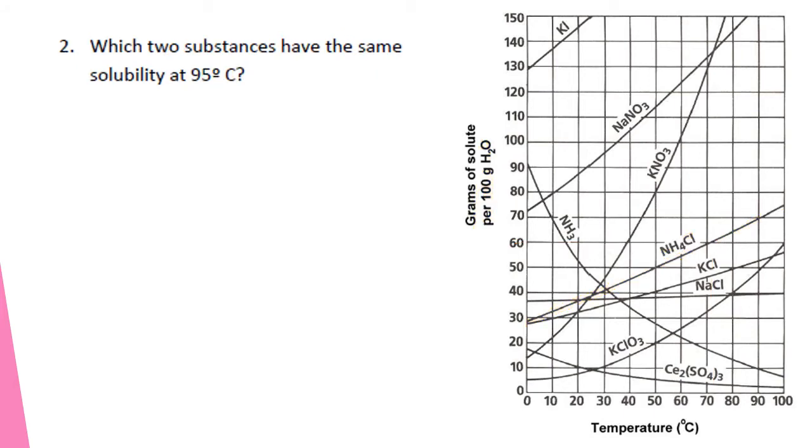Number two, which two substances have the same solubility at 95 degrees Celsius? That means at 95 degrees Celsius, which two substances dissolve the same amount? This was the most missed question, a very highly missed one. So 95 is right here, and when I draw my line up, these two lines intersect right at 95 degrees, but it's important to look at what lines those are. It's this one right here, which is KCl, and then it's this curved one, which is KClO3.